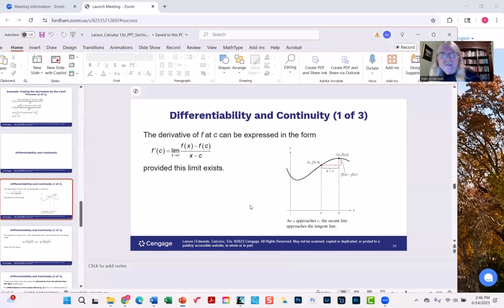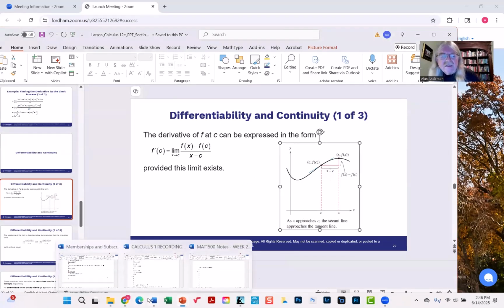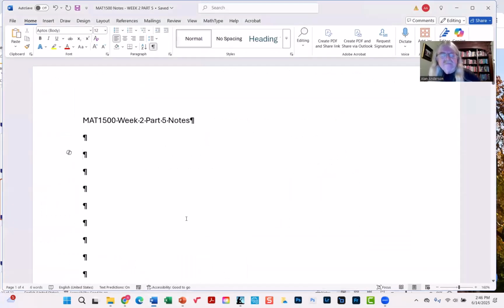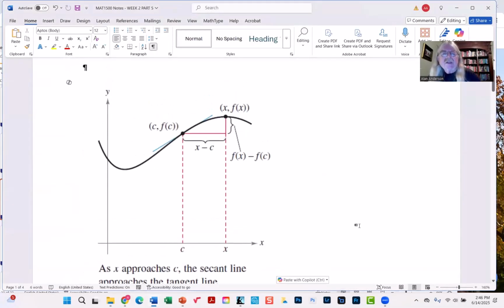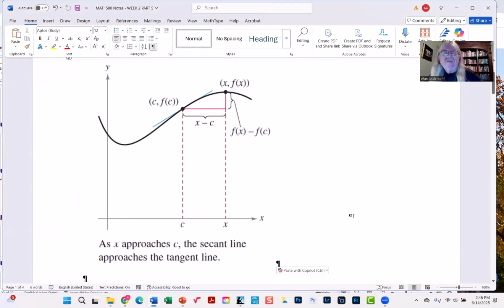So let's see, we have this graph. Let me put it into the notes so we can see it better. And so you can see we have the interval from c to x. And of course, what we're really trying to accomplish here is solve for the slope of that tangent line right here.